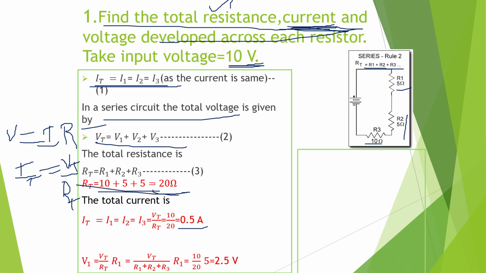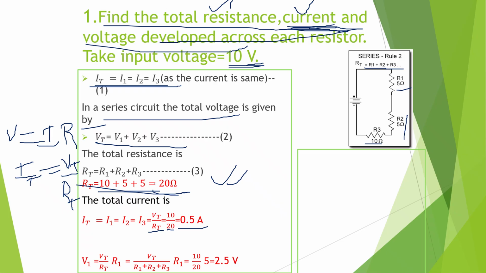which is 0.5 amps. So we have found out the total resistance, which is the summation of all the resistors. We have found out the current, which is VT by RT. VT is given in the problem, 10, RT is given by the equation number 3, it is 10 by 20, which is 0.5 ampere. So this is my total current. Now what is the next one? What is the voltage developed across each resistor?